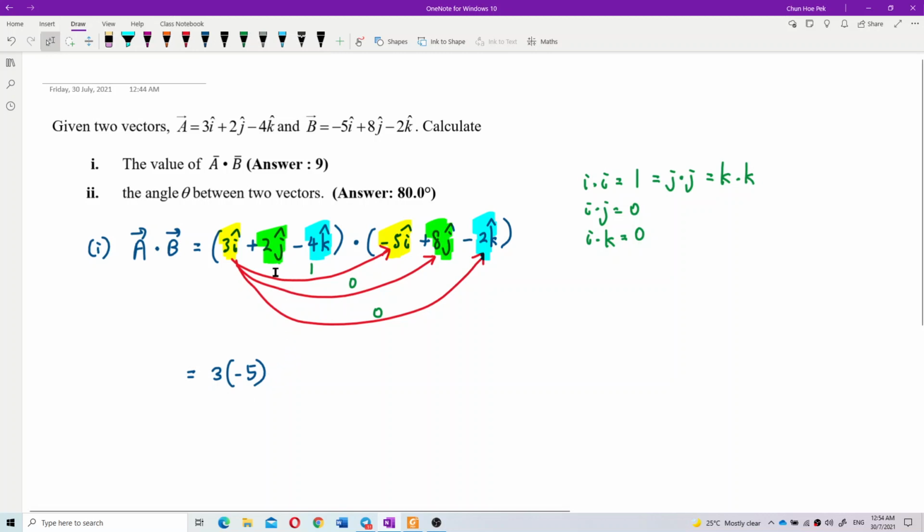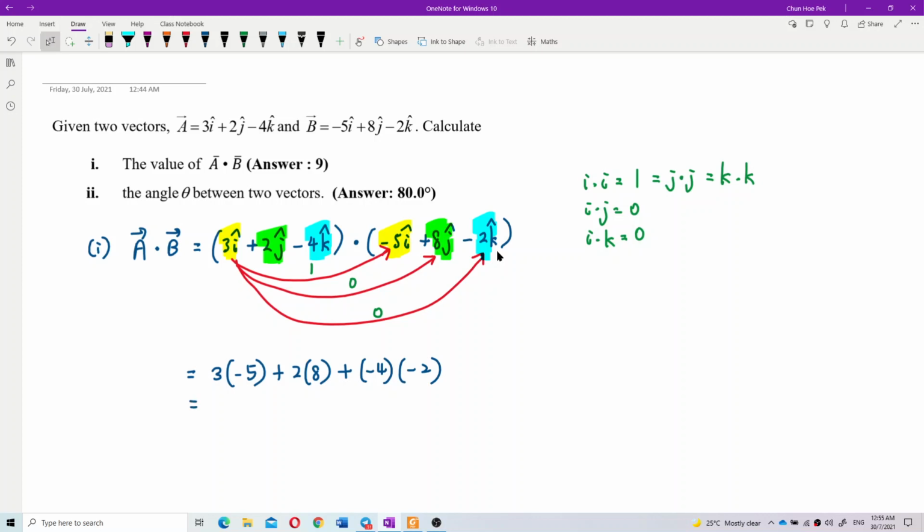The next thing is 2j multiplied with 8j. The j multiplied with j equals 1, so it disappears, leaving only the constant: plus 2 multiplied by 8. And then the k multiplied with k disappears too, giving 1, and what is left is the constant negative 4 multiplied by negative 2. So plus negative 4 multiplied by negative 2.